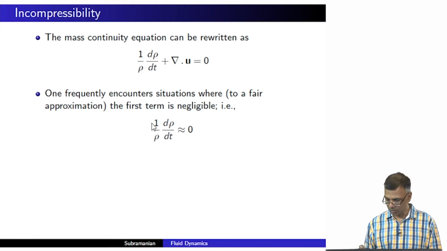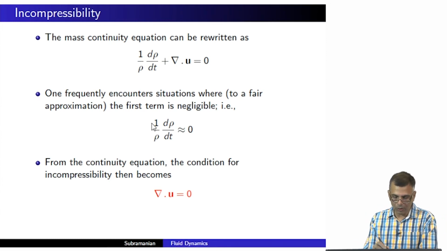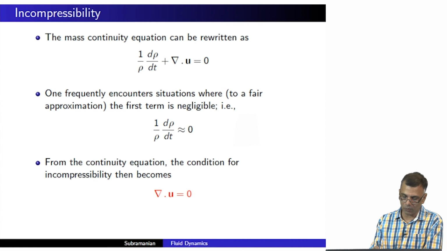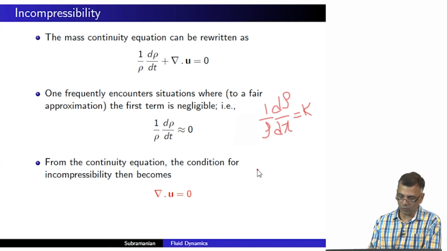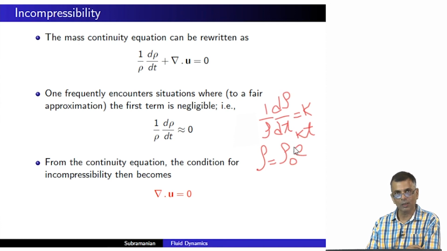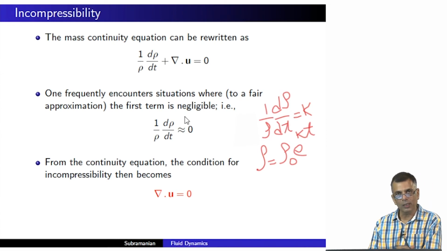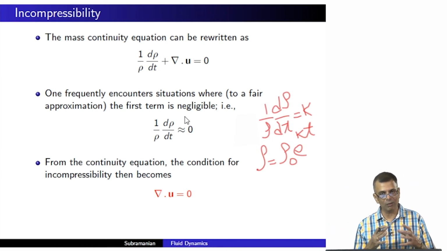This is, 1 over rho times d rho dt is approximately equal to 0. In which case, you can see this. So suppose this was non-zero, right? Suppose this 1 over rho d rho dt was equal to some constant k. So the solution to this equation would be rho equals rho naught e raised to kt. So in other words, the density is changing as a function of time. Suppose that's not so. Suppose the density is not changing as a function of time. In other words, the fluid is not squishy. You cannot change its density. The fluid is what's called incompressible.